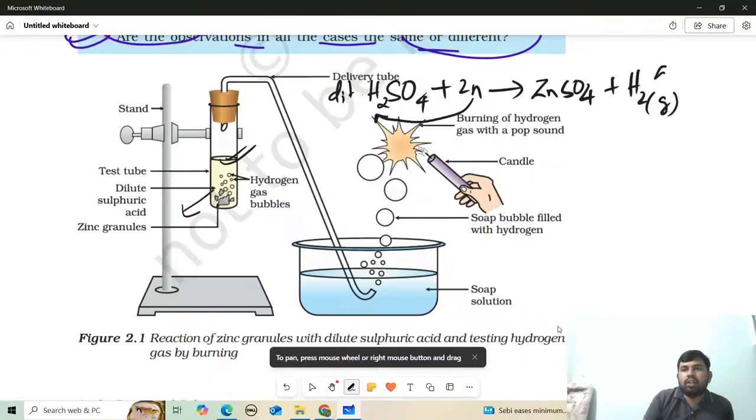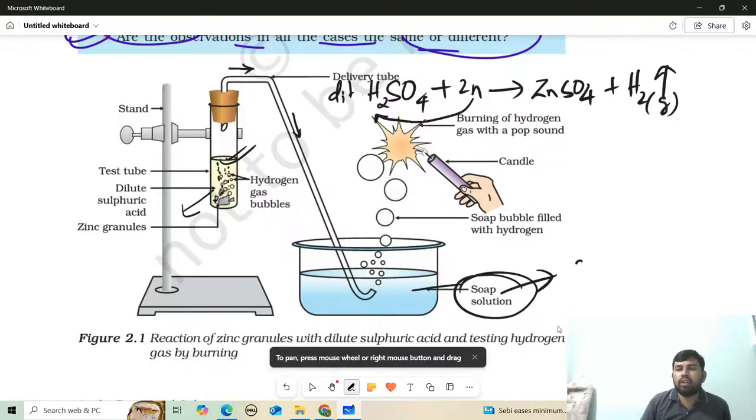Hydrogen gas will evolve. As you can see here, from the surface of the zinc, hydrogen bubbles are produced, and this is allowed to pass through this pipe and come here. And why do they use soap solution here? The soap solution traps the hydrogen gas.